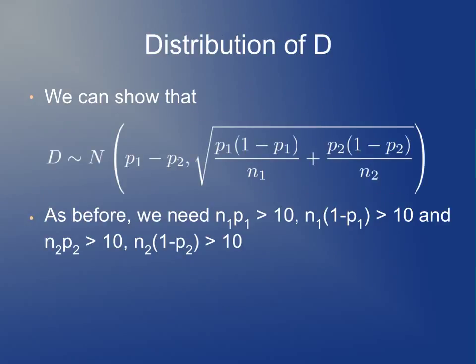But using a normal theory approximation, we can show that the distribution of this difference should be approximately normally distributed, with mean p1 minus p2 and standard deviation the square root of p1 times (1 minus p1) over n1, plus p2 times (1 minus p2) over n2. And once again, we need n1 times p1 and n1 times (1 minus p1) greater than 10, and likewise for n2 and p2, or the approximation may be invalid.